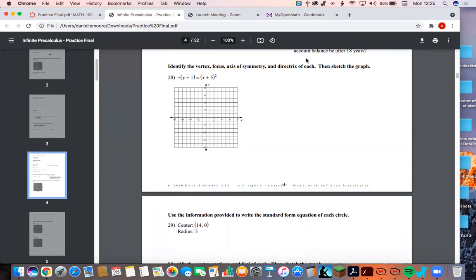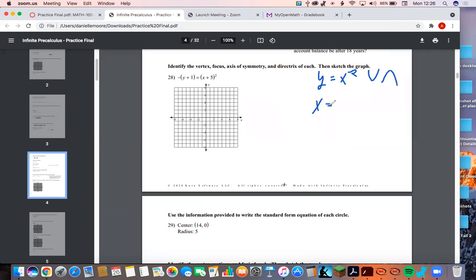Okay. Identify the vertex, focus, axis of symmetry, and directrix of each, then sketch it. So, with this thing, it's a parabola, it looks like. We have only the x part squared, not the y part. And so if only one of the variables is squared, it indicates we have a parabolic kind of a thing, either a U or like a sideways thing. And so remember, if it's y equals x squared, then it's an up or a down.